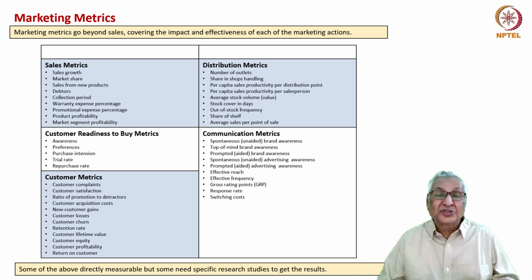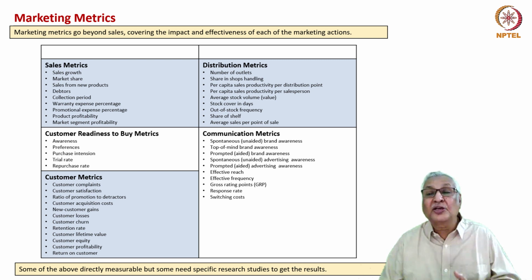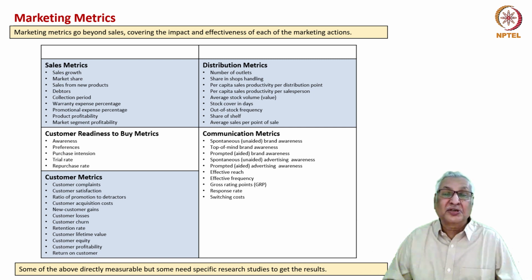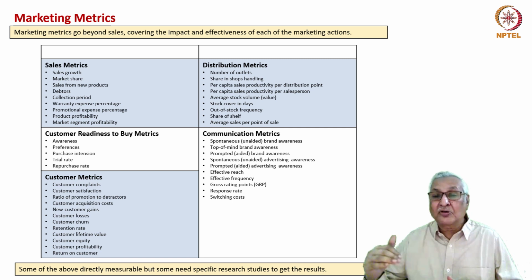A distribution management system helps in the installation of a pull type demand system, which is much better than the push type demand system on an overall basis. So, when you look at the distribution metrics, you should understand the number of outlets, share in shops handling, per capita sales productivity per distribution point, per capita sales productivity per salesperson, average stock volume, minimum float volume, stock volumes at the distributor level, stock volumes at the retailer level, the volume churn at the retailer level, stock cover in days, out of stock frequency, share of shelf, average sales per point of sale.